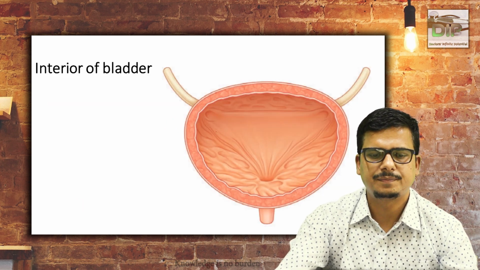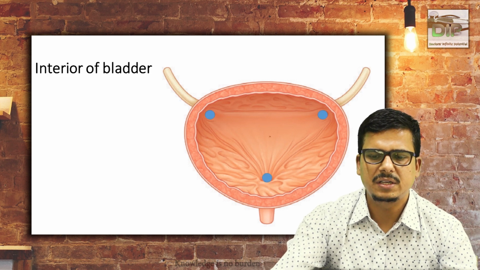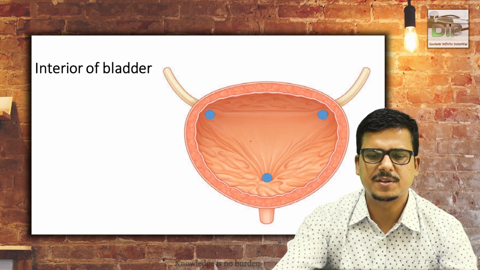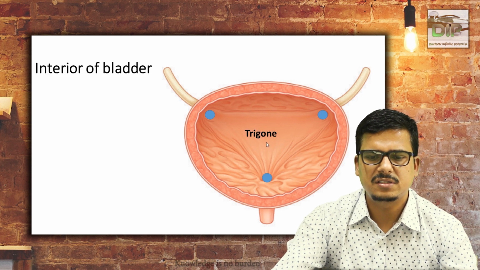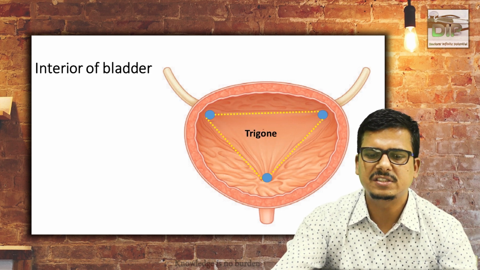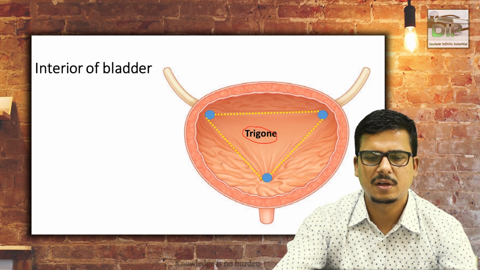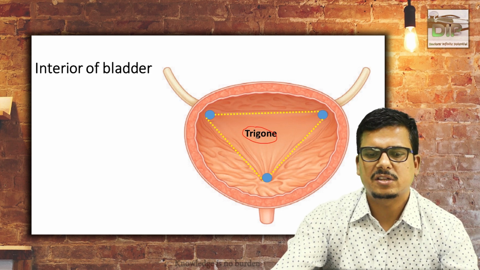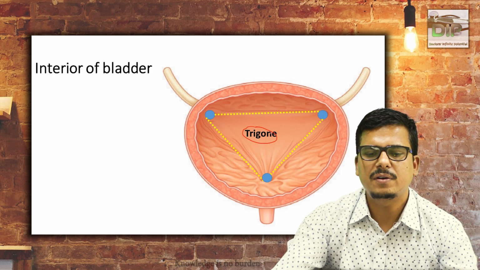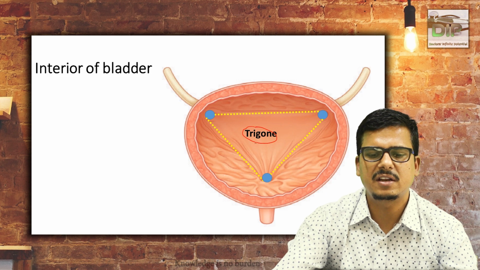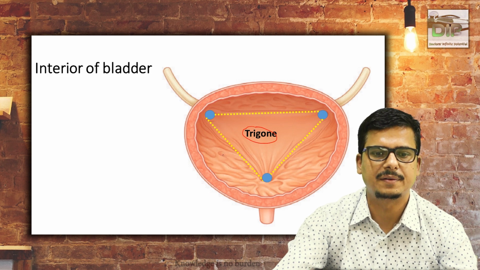Now the urinary bladder. If you see the interior of the urinary bladder, you are going to see two types of region here. This central region is called the trigone. This is the smooth region, and here you can see the different foldings. If you see the histological section also, you will find that in the trigone there is a uniform thickness of the layers, while the thickness varies in the remaining part of the bladder.